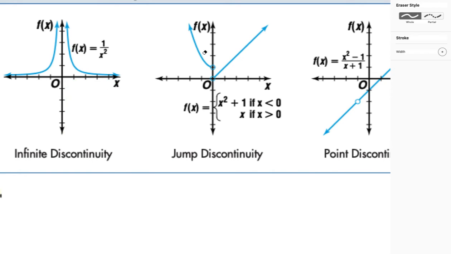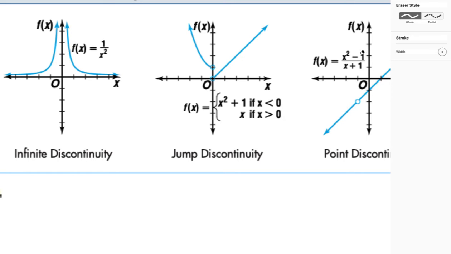All right. Over here, we have a jump discontinuity. The graph seems to be doing its thing really nicely, and then boom, it jumps somewhere else, and it starts to handle itself. And you can see that very nicely expressed in this piecewise function.